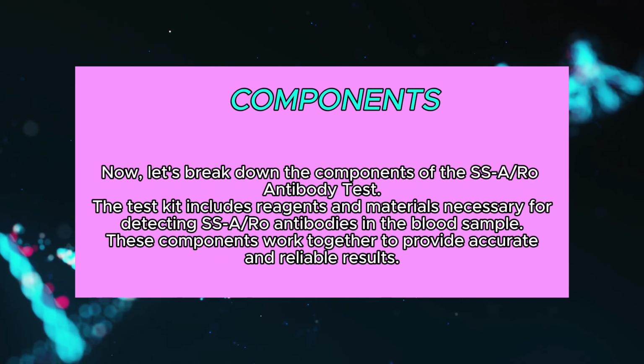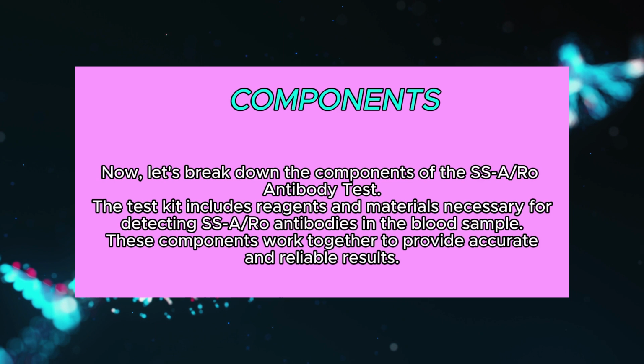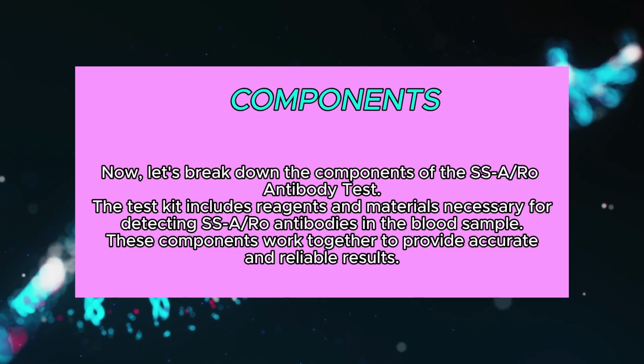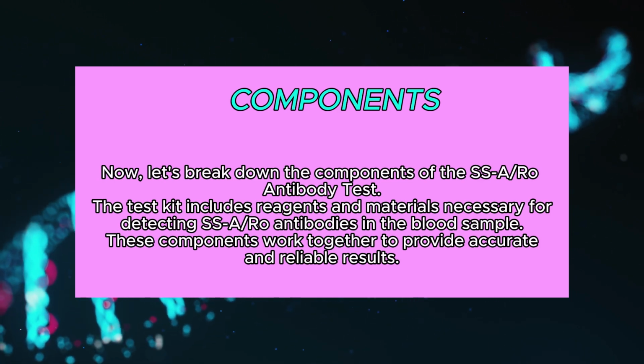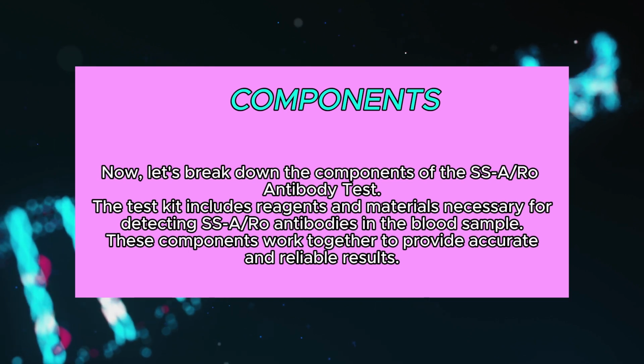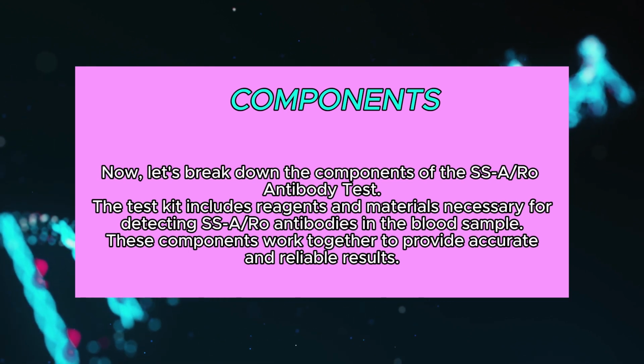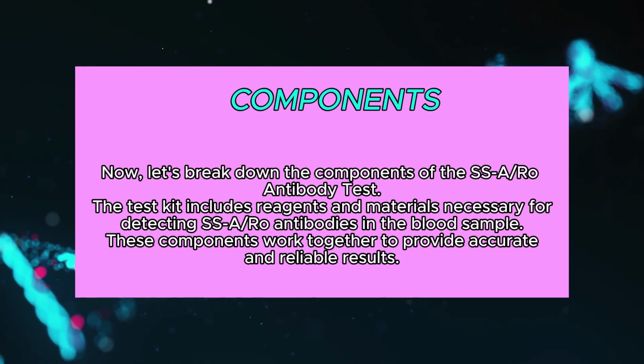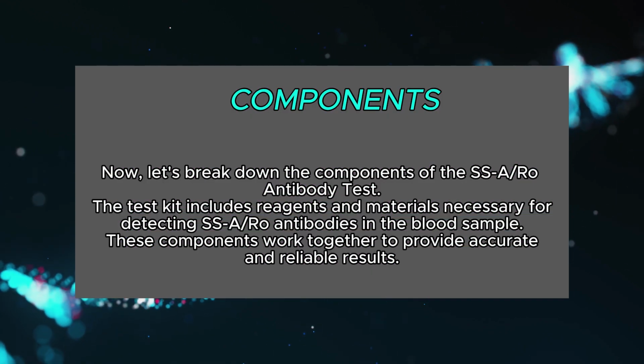Components include. Now, let's break down the components of the SSA RO antibody test. The test kit includes reagents and materials necessary for detecting SSA RO antibodies in the blood sample. These components work together to provide accurate and reliable results.